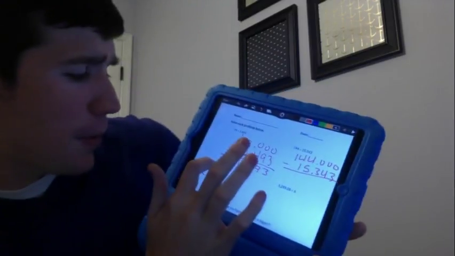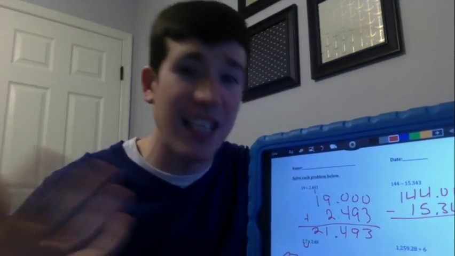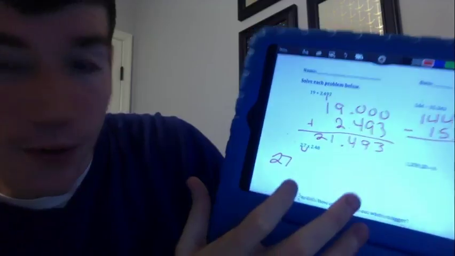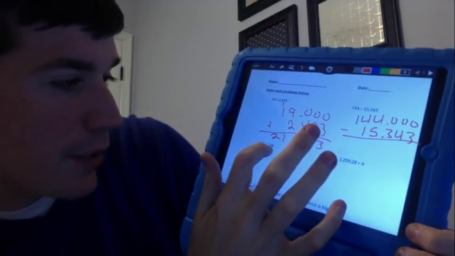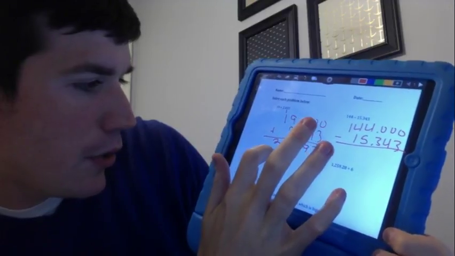So when I multiply it by 10, I end up with the number 27. Now the reason I like the number 27 is because that's a whole number, that's an easy number to work with. So I'm going to take the number 27, and then I'm going to take 2 48/100, and I'm going to move the decimal over 2 times.